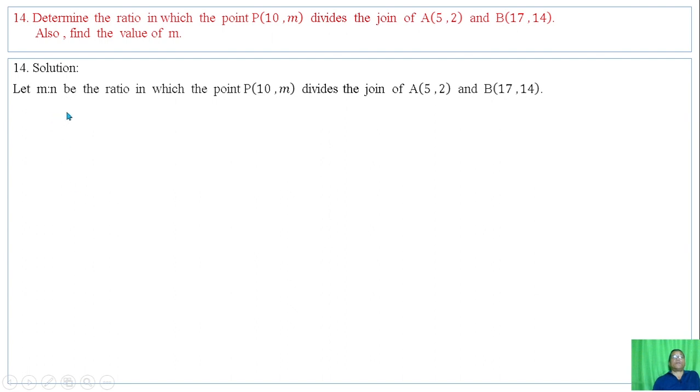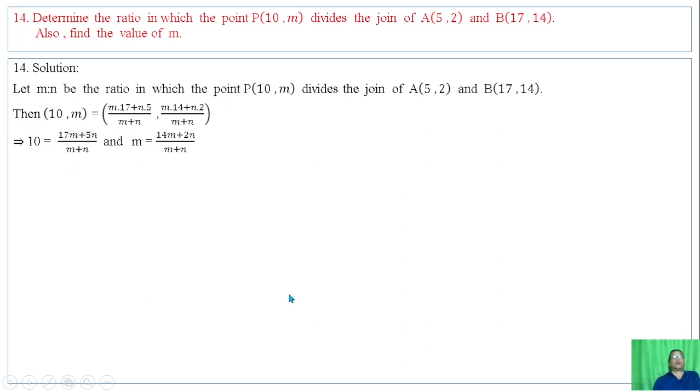Let M is to N be the ratio in which the point P(10, M) divides the joint of A and B. Then using the section formula, (10, M) is equal to this. Equating corresponding x coordinates and respective coordinates, we have these two equations. Cross multiply and solve. Solving the first one, we have M is to N is 5 is to 7. And also M is 7.